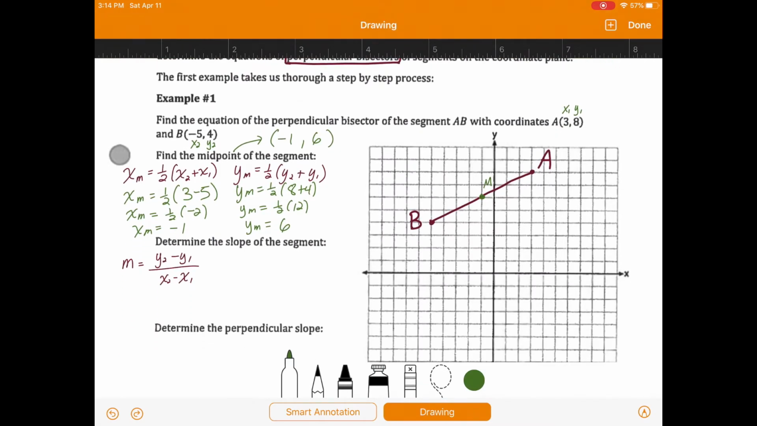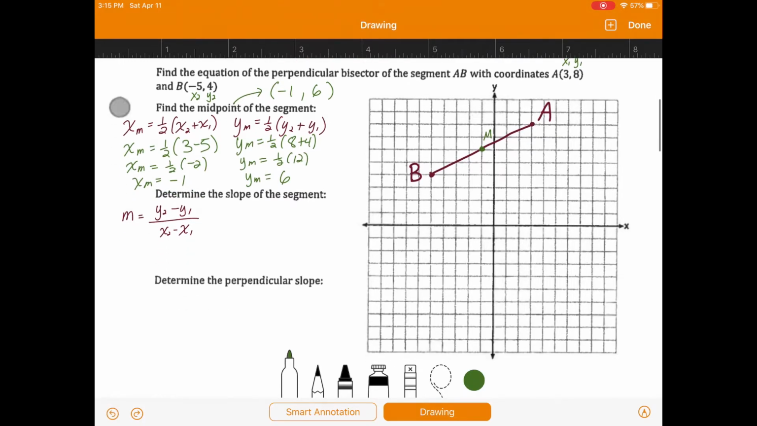So let's use that for this. We know that we could figure out the slope of segment AB by plugging into the slope formula. So we're going to do that, and then we're going to figure out what the slope would be for a line that's perpendicular to that. So we're going to do the negative reciprocal of whatever our answer is. So let's go ahead and try that.